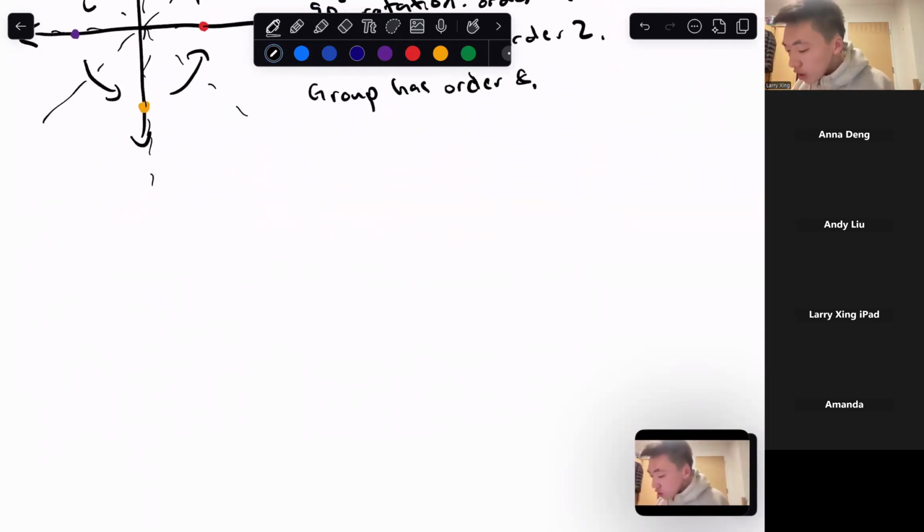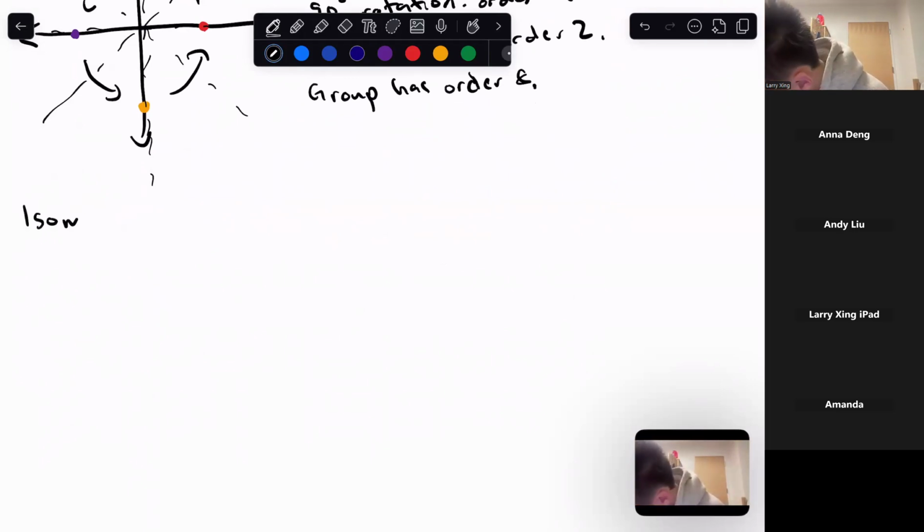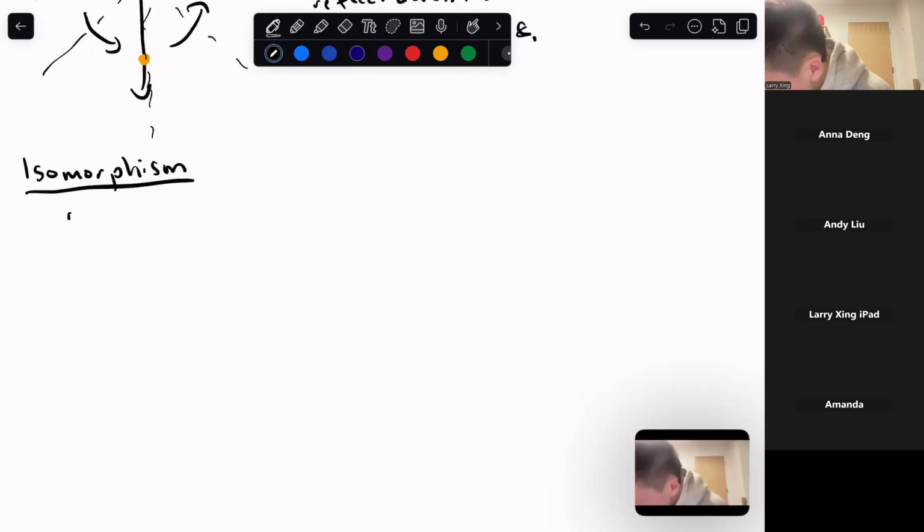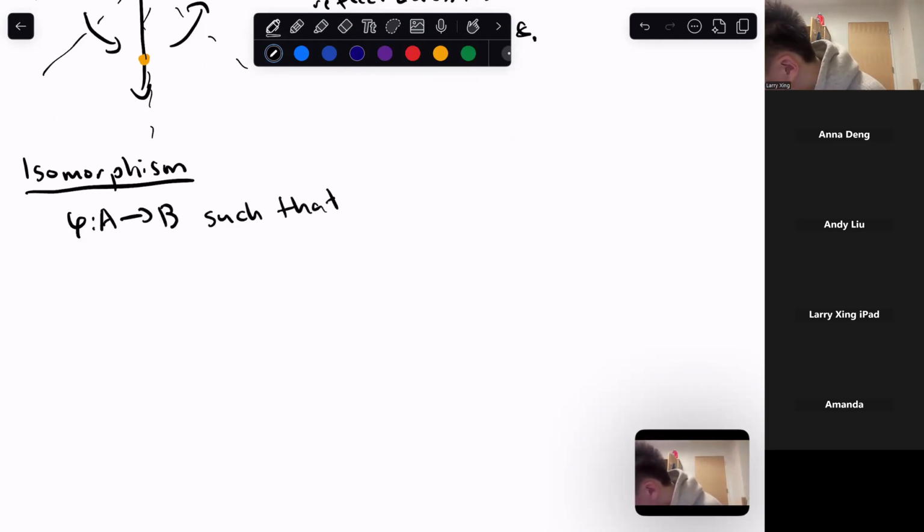For us to classify groups, what I want to define now is an isomorphism. Essentially, in this context, if there is an isomorphism between two groups, let's consider those groups essentially the same. What do I mean by that? Well, there is a mapping phi from group A to group B such that it preserves multiplication.